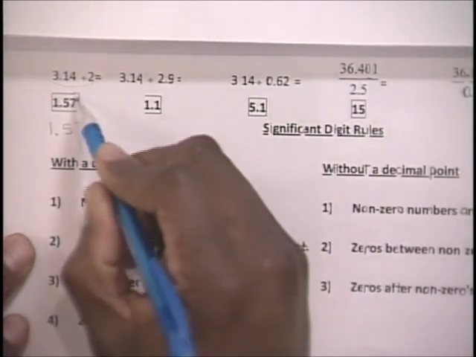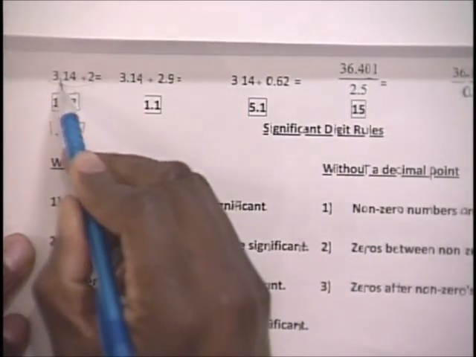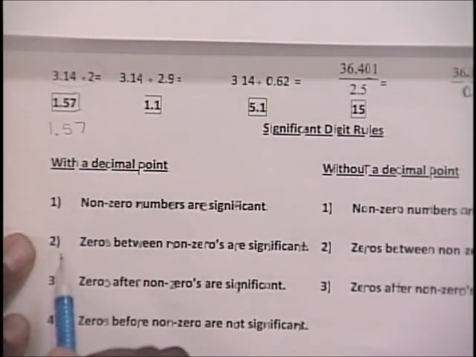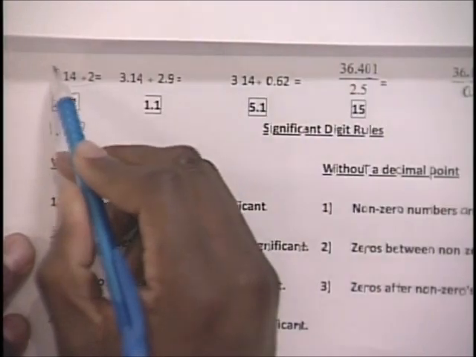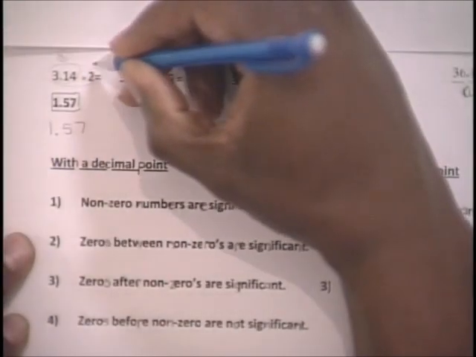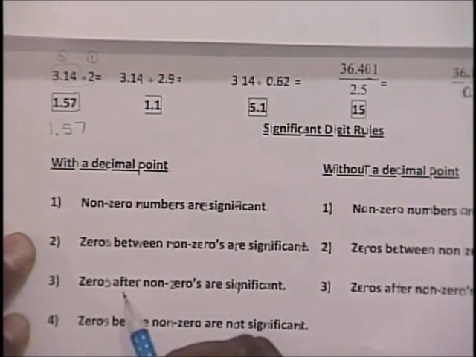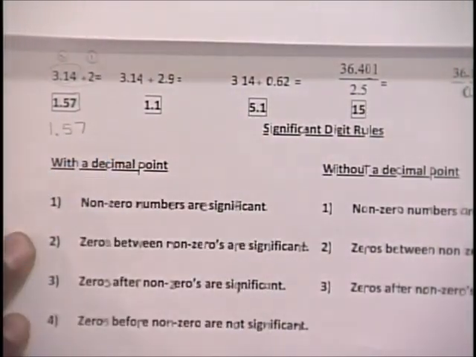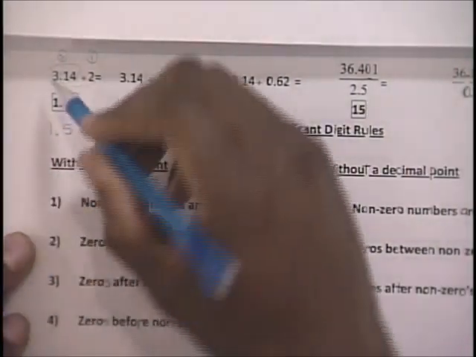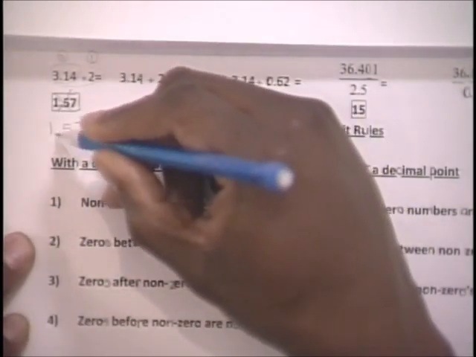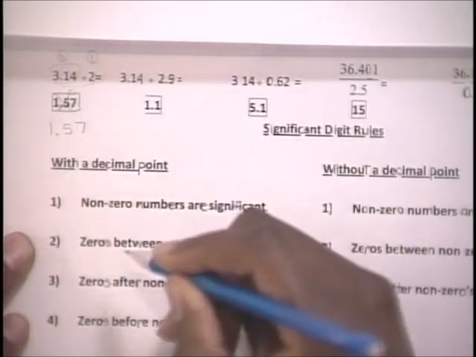All right. So now we have 3.14 divided by 2. We get 1.57. And we're going to observe that this has 3 significant digits, and this has 1 significant digit. Our final answer would have to have the lowest number of significant digits, which is 1 in this case. So we need an answer that has 1 significant digit.